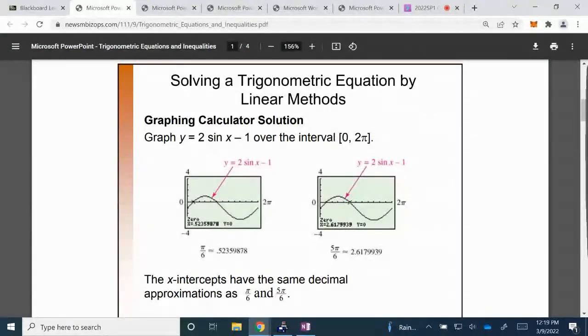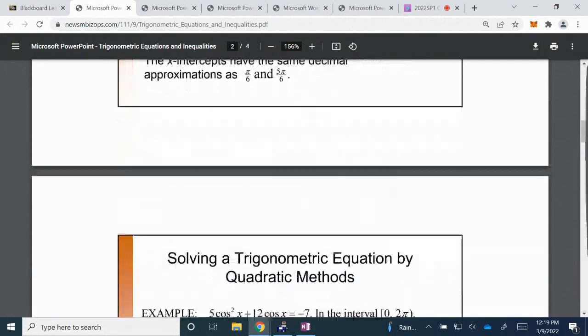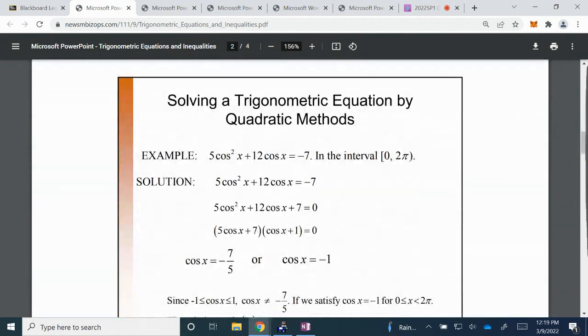All right, so the information is a little bit different, but it's pertinent to this course. This says solve a trigonometric equation by linear methods, and we're going to talk about what a linear method is. And then it says solve a trigonometric equation by a quadratic method. So what is a linear method and what is a quadratic method?